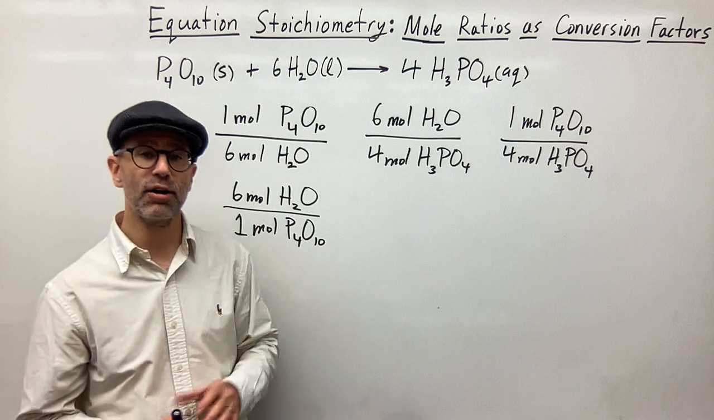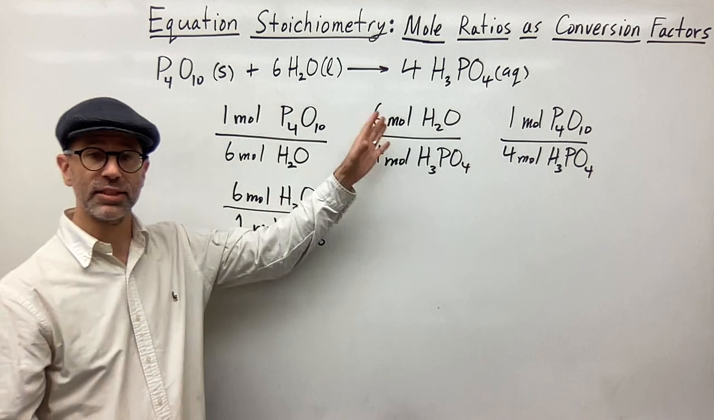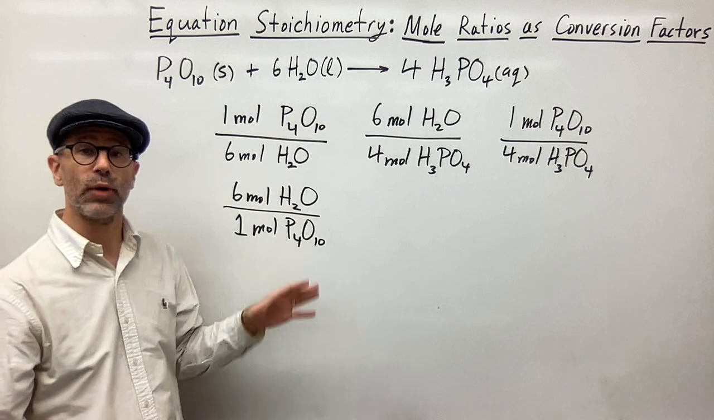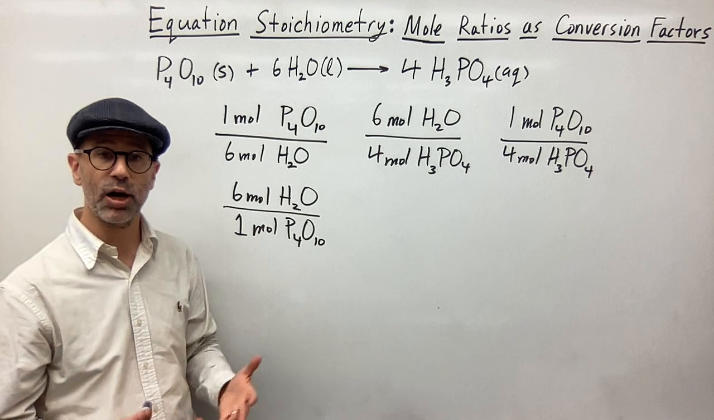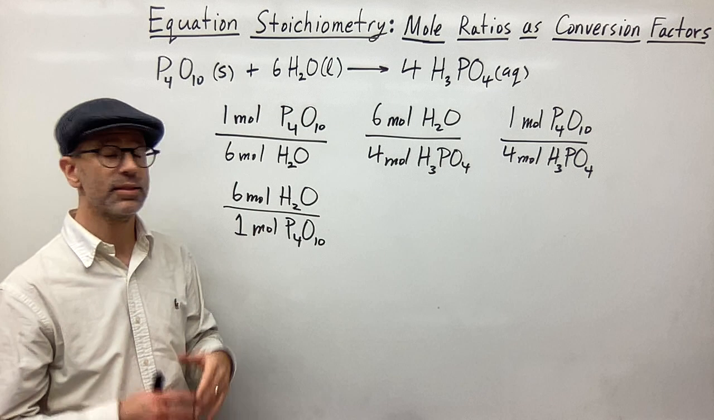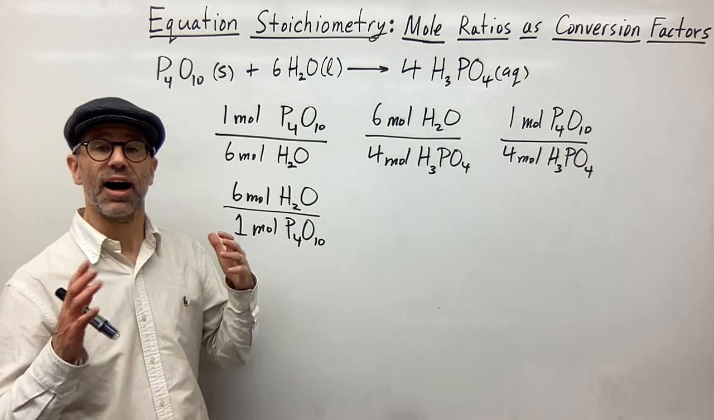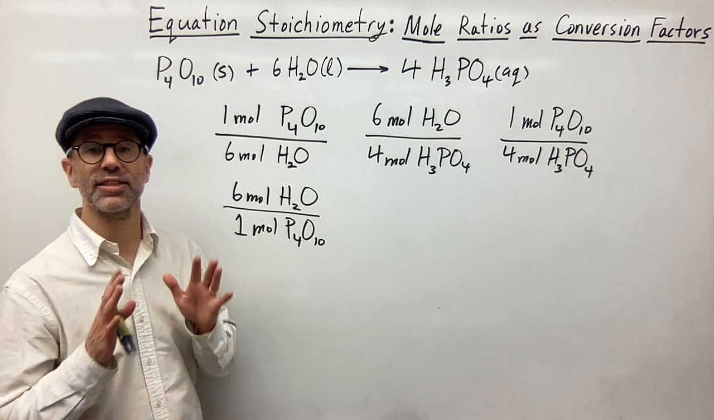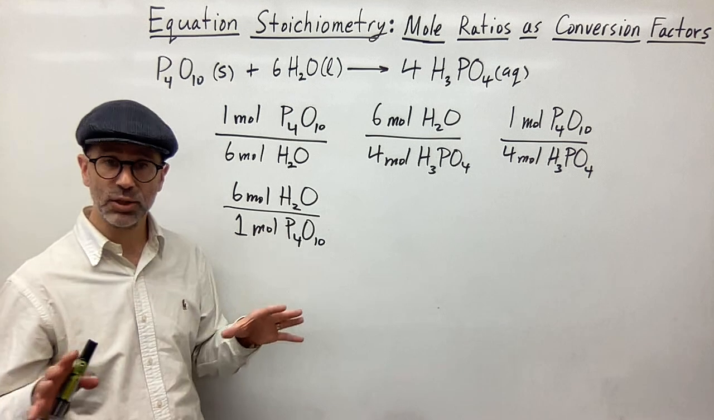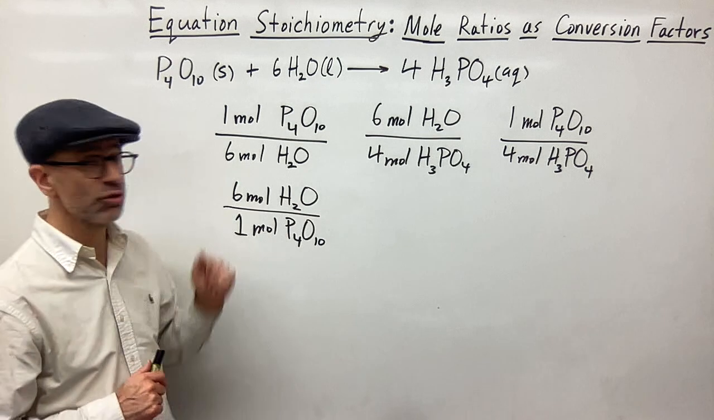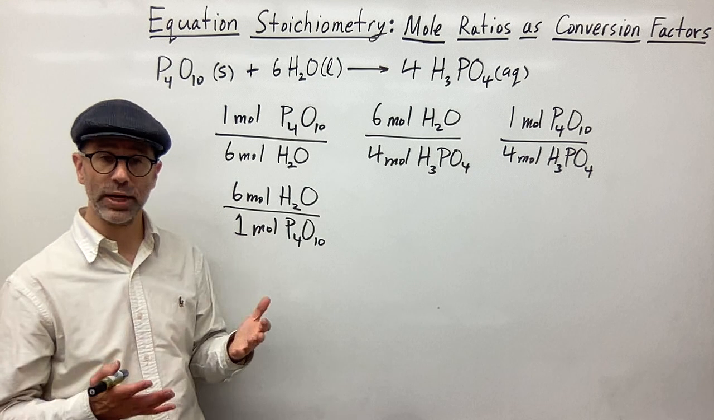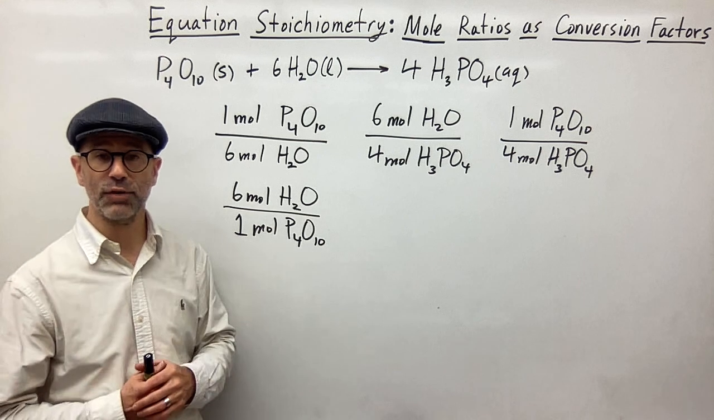So the point here is that from your balanced equation, you get the mole ratios directly from the coefficients in your balanced equation. And so you just use those coefficients as mole ratios, and then you've got your conversion factors.